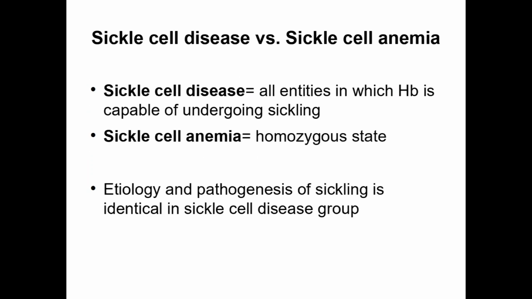When you go through the textbook, you will come across these two terms. Firstly, sickle cell disease. The second is sickle cell anemia. So sickle cell disease is a group of disorders, whereas sickle cell anemia is the severest form of that group. So sickle cell disease will include sickle cell anemia, but not the other way around. It has all the entities in which hemoglobin is capable of undergoing sickling, whereas sickle cell anemia is just a homozygous state and leads to a severe disease.